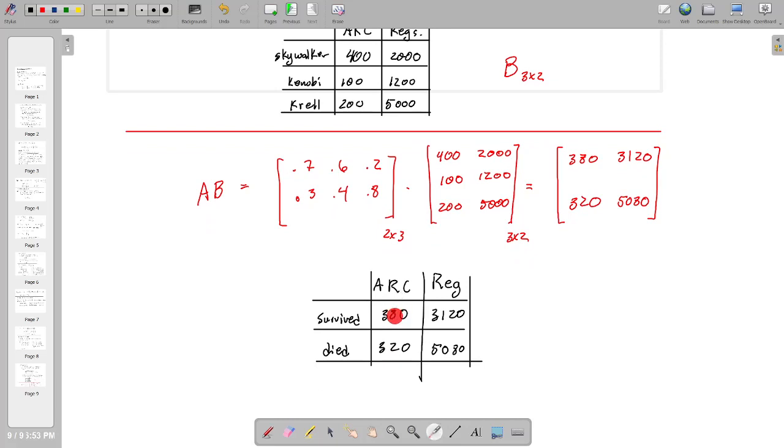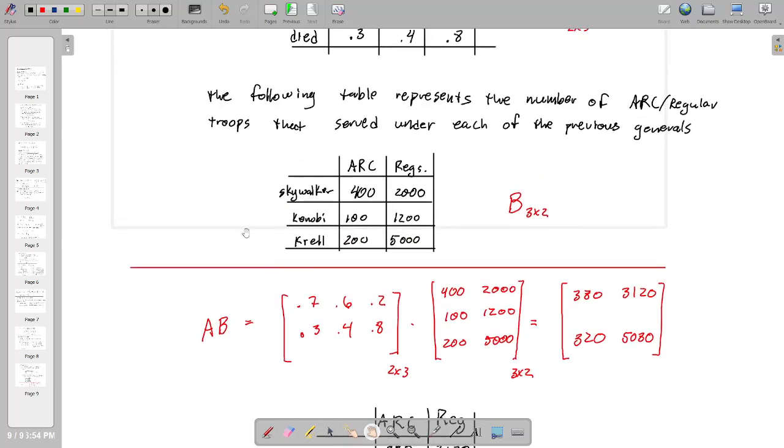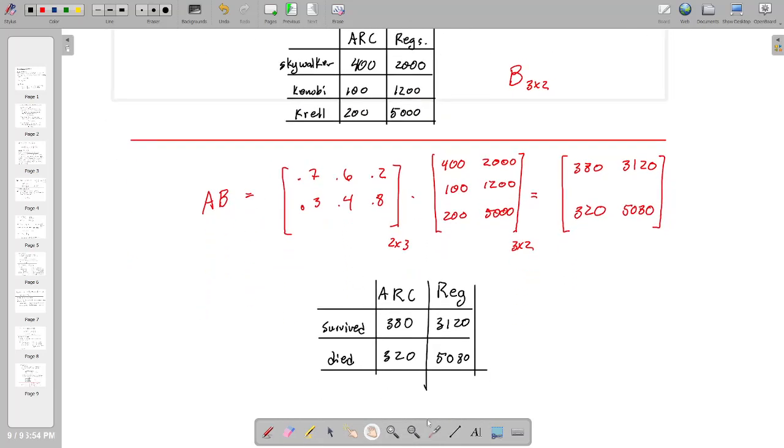So this is just the total number of ARC troopers that survived amongst all three generals. Total number of ARC troopers that died amongst all three generals. Total number of regular troopers that survived amongst all three generals, and the total number of regular troopers that died amongst all three generals.